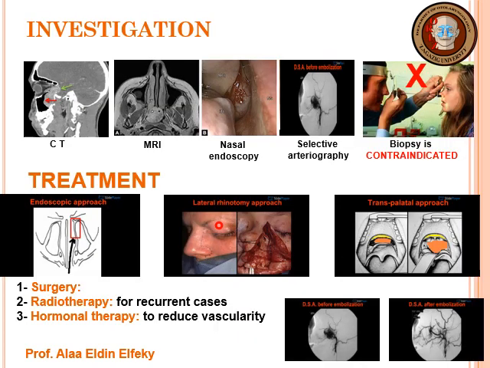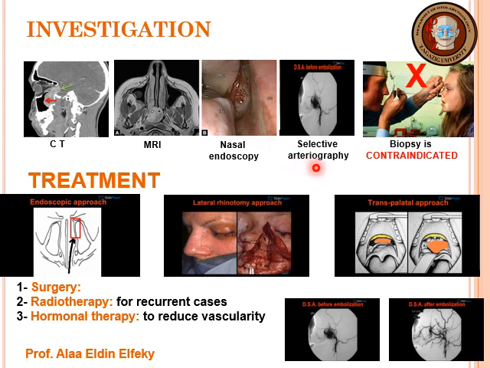Now, what are the investigations? CT, to know the size and origin of the tumor and its extent. MRI, very important here, to see if there are any intracranial complications. Nasal endoscopy, to see the mass, taking care during the endoscopy not to cause bleeding.